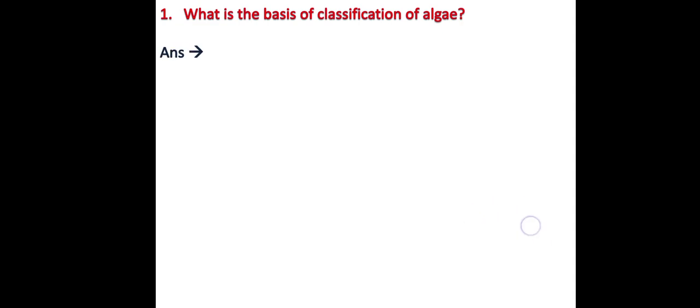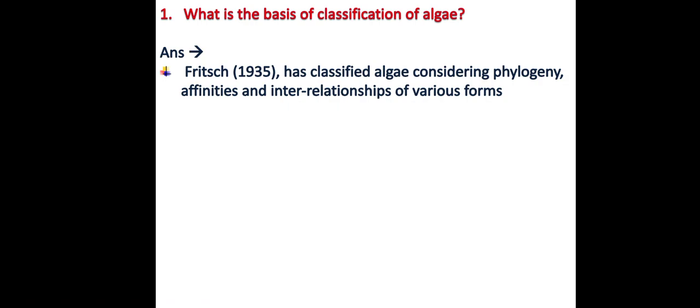So, let's start. The first question: what is the basis of classification of algae? The answer will be: Fritsch in 1935 classified algae considering phylogeny, affinities, and interrelationships of various forms.